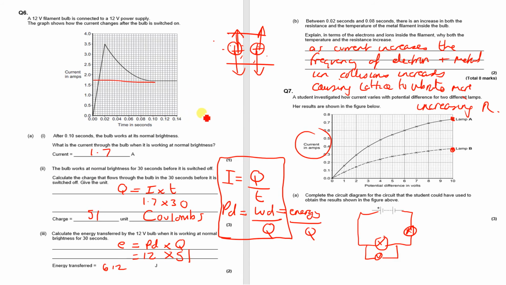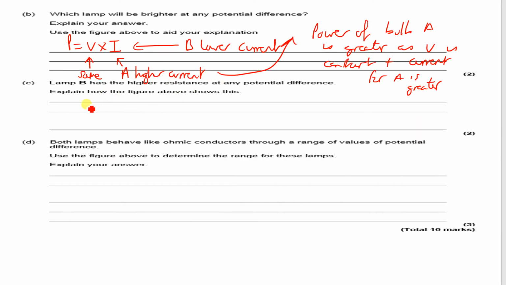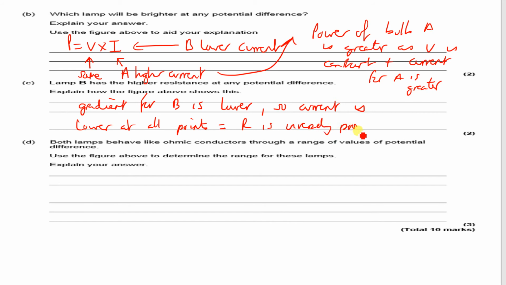Okay, now lamp B has a higher resistance at any point. Explain how the figure shows this. Well, lamp B has a lower current value because the gradient is lower at all points. So because the gradient for current is much lower, the resistance must be higher because they are inversely proportional. So gradient for B is lower, so current is lower at all points, and resistance is inversely proportional to the current.